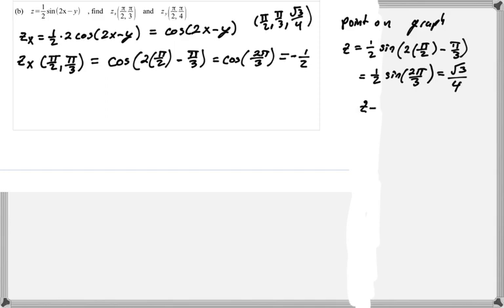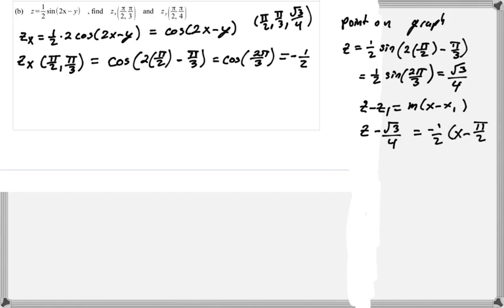If I wanted to come up with, it's not quite the equation of the tangent line, it would be an equation of a tangent plane. We do z minus z1 is equal to m times x minus x1. So z minus root 3 over 4. The slope is what we found the partial derivative with respect to x was, evaluated at pi over 2 comma pi over 3, which was minus 1/2. And then x minus pi over 2.